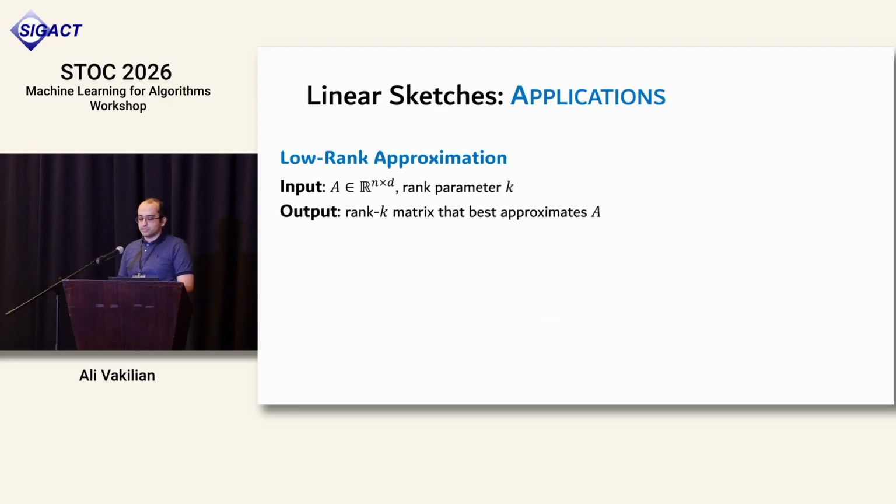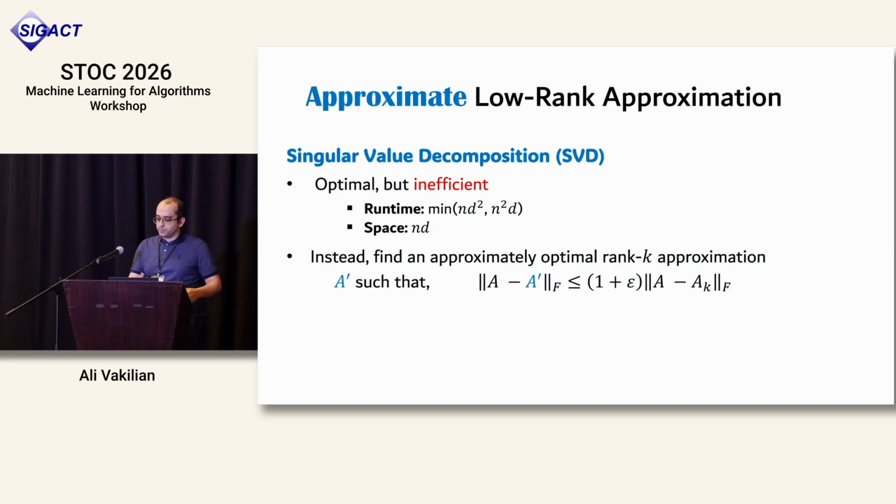And in particular, I'm going to consider low-rank approximation to describe one of the results that we have here. So in low-rank approximation, we are given a matrix A and a rank parameter K, and the goal is to find the best rank K matrix that approximates matrix A in terms of, let's say, Frobenius norm error. So this is the definition. This is a very basic problem, and in fact, we know that the singular value decomposition is going to solve this problem optimally. So this is very good.